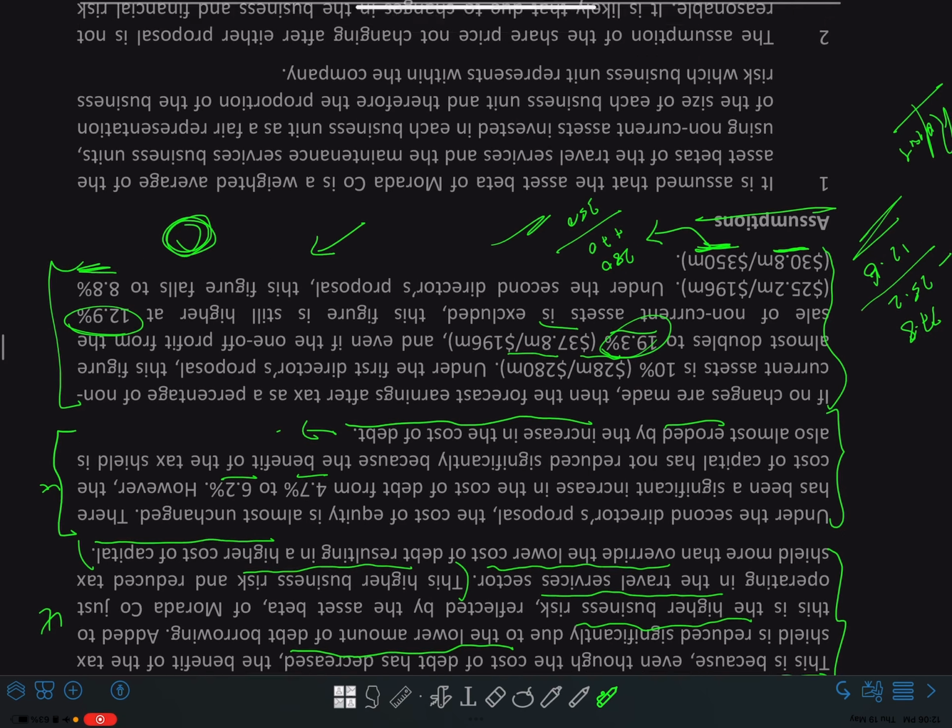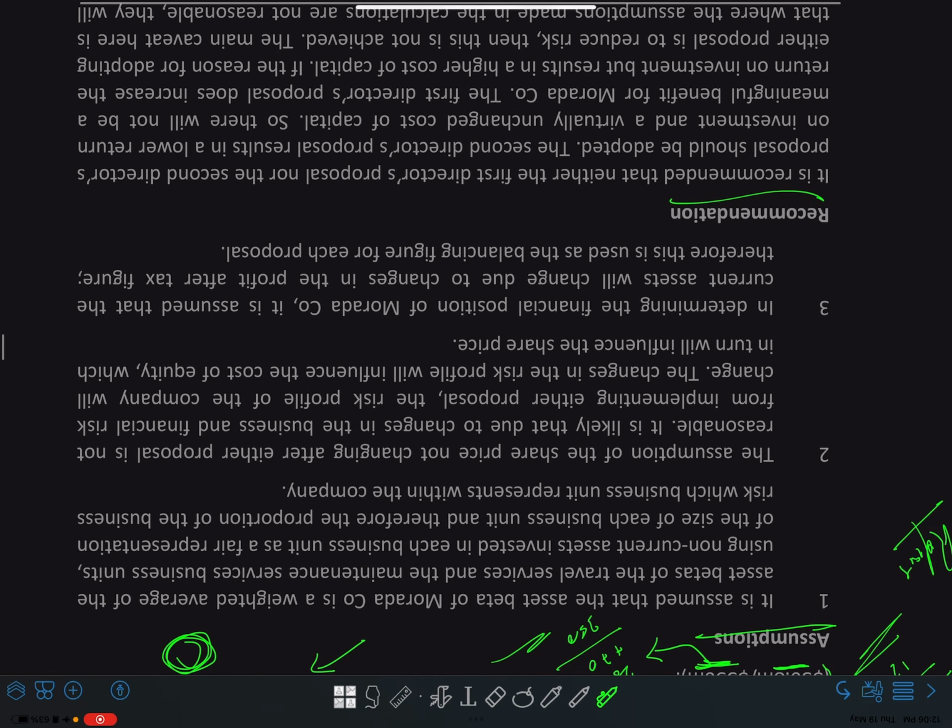And how the asset beta of it, right? Assumptions. We can get all these assumptions from the question, but there were some assumptions made. So assume that the asset beta of the Morada company is a weighted average of the asset beta of the travel services and the managed services business unit, using non-current assets invested in each business unit. Remember, we did that based on the investment in each business unit, right? And they are a fair representation. We can just write that assumption that was given in the question as well. Again, what is this share price assumption? Share price not changing after either proposal is not reasonable, so we can definitely write it. If you don't think something is reasonable in the real world, just write it down, it does not matter, right?